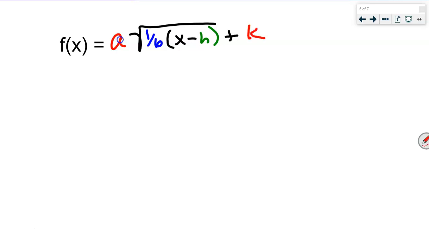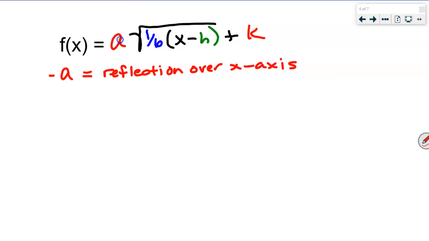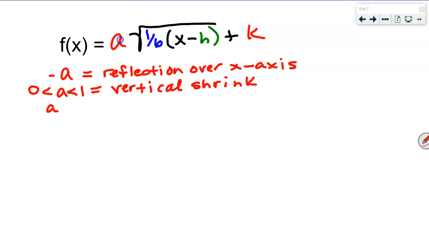Okay, so I want to talk about what all these are. When I have an A, if the A is negative, that means it's a reflection over the x-axis. And if you don't have this in your notes somewhere, you want to write it. When A is between 0 and 1, that means it's a fraction, so it's going to be a vertical shrink by a factor of whatever A is. And when A is greater than 1, it's going to be a vertical stretch, again by a factor of whatever A is. S-T-R-E-T-C-H. Could be great if I could spell, huh?